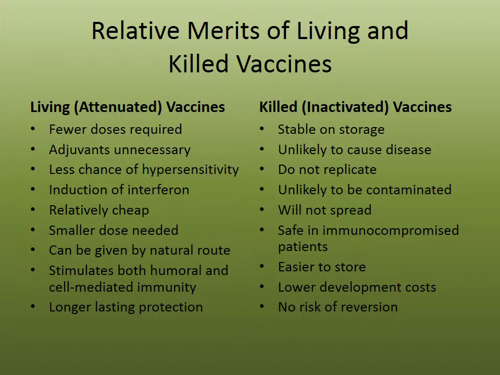Killed vaccines have their own benefits. They're stable on storage. They're unlikely to cause disease, I would say exceptionally unlikely. Obviously, they don't replicate because the pathogens are killed. They're unlikely to be contaminated, won't spread, and they're safe in immunocompromised patients. They're easier to store. They have lower development costs and no risk of reversion, which means that unlike an attenuated vaccine, they're not going to become active, no matter what, because they're dead. We can't rise from the dead, and neither can killed vaccines. A living vaccine technically could mutate back to its virulent form and cause disease. So that's something that's kind of scary.